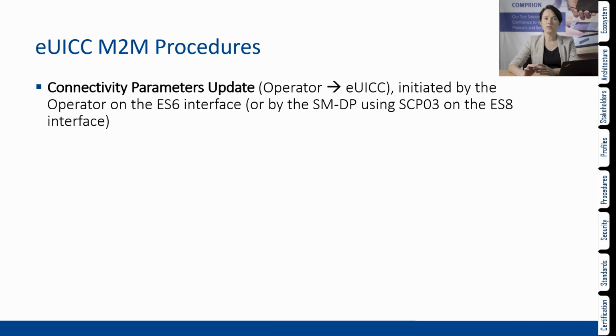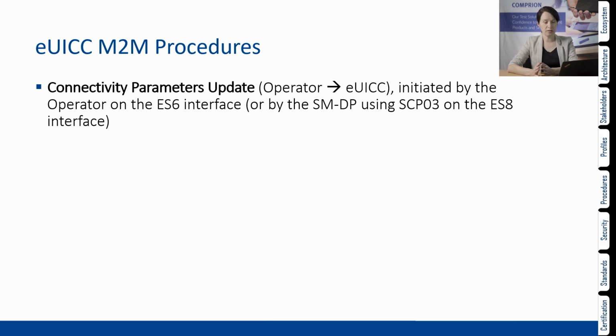Okay, connectivity parameters update. This is quite an important procedure for the M2M because, as you remember, the specific part of the M2M is that connectivity is always required. The profile cannot be downloaded on any other channel despite the regular network channel, and therefore it requires the network connection. There should always be a network connection to the device or to the EUSSC, and therefore the connectivity parameters are quite important.